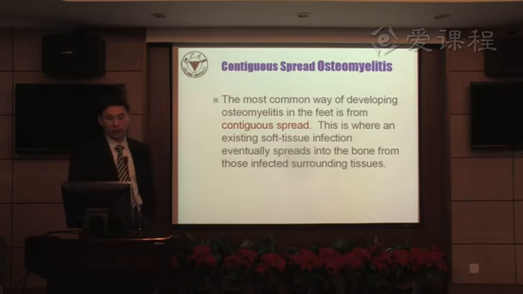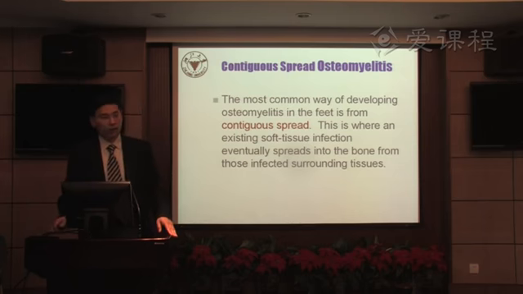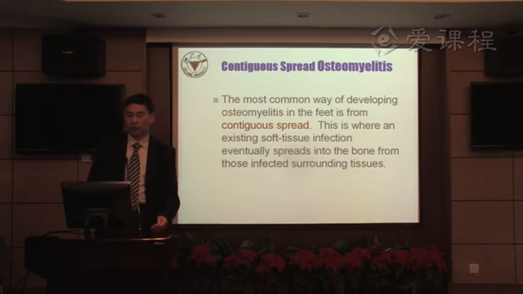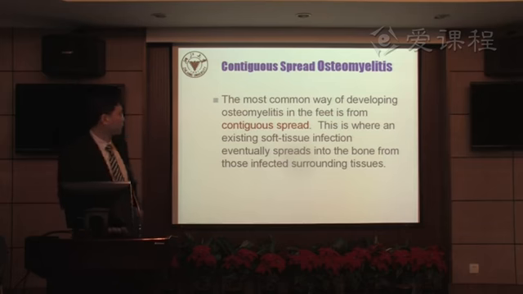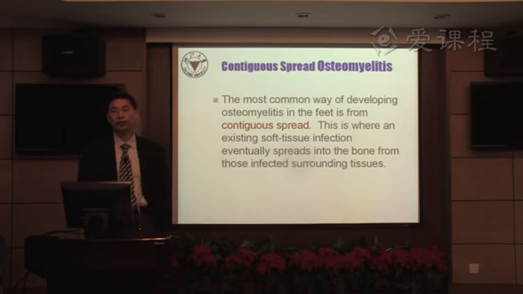First was contiguous spread osteomyelitis. This kind of osteomyelitis is the most common way of developing osteomyelitis in the feet. It is from contiguous spread. This is where an existing soft tissue infection eventually spreads into the bone from those infected surrounding tissues.